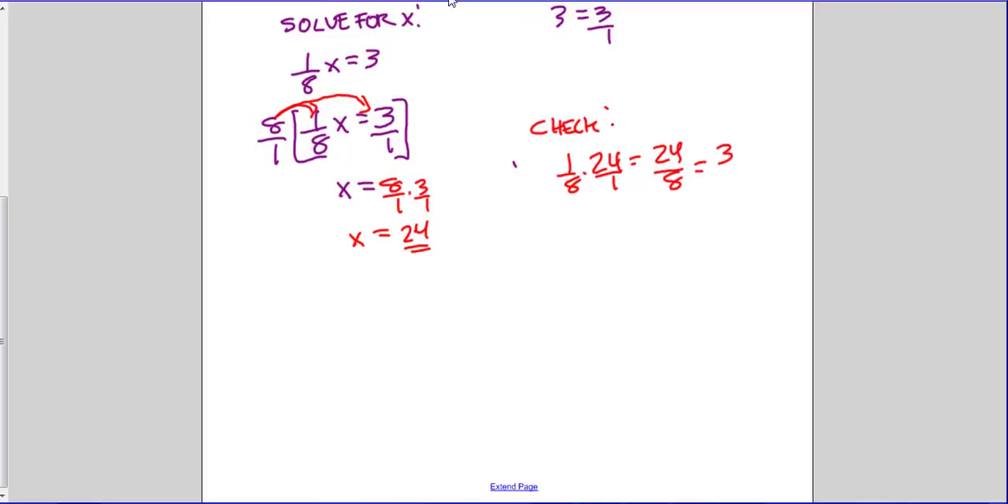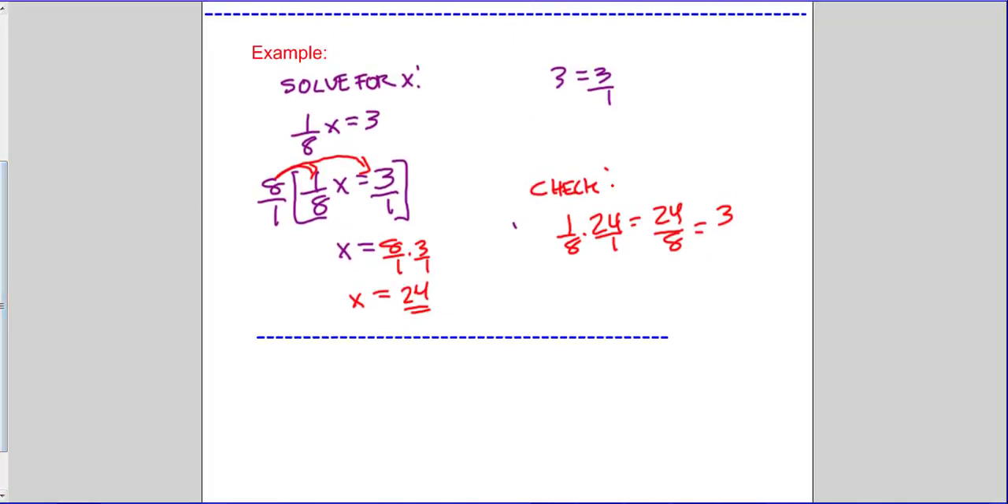Another way to do this problem is 1/8 x is the same as 1x over 8. So I can just write this as x over 8. So another way to do this problem is write this as x over 8 equals 3, and then just multiply both sides by 8, because this is x divided by 8, and to undo division, I can use multiplication.